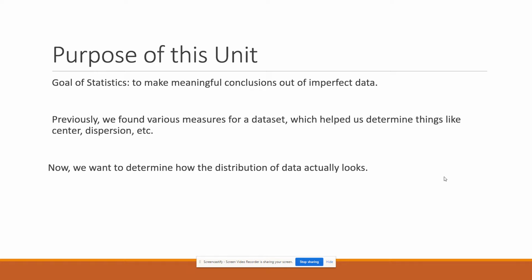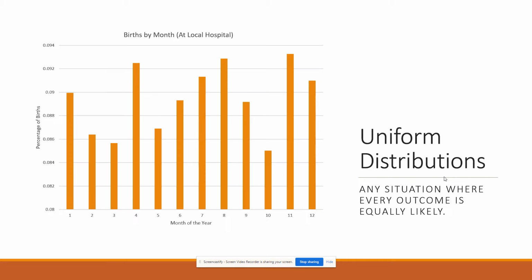But now we want to look at how that data is actually spread out. Obviously, if you have a low standard deviation, it's close to the mean. If you have a large standard deviation, it's far away from the mean. But is it a gentle tapering off? Is it abrupt? Is it up and down? And that's what we want to look at now. How does our data actually look? So we're going to start with the simplest possible example, the uniform distribution.